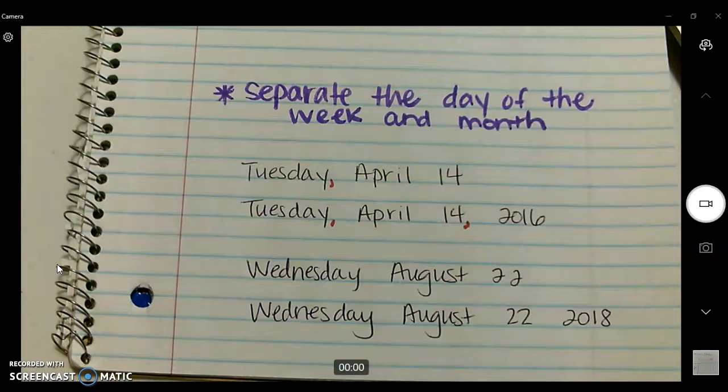Alright, if someone asked me, hey, when were Ryan and Nora born? I would say Wednesday, August 22nd. But when I write it, I have to be a little bit more clear. I have to say they were born on Wednesday, comma, August 22nd.